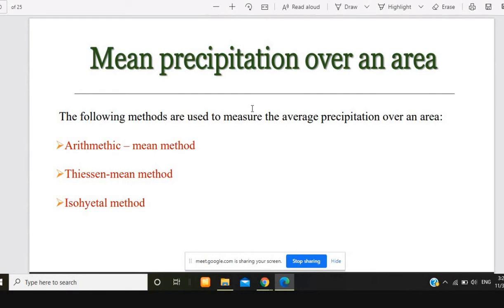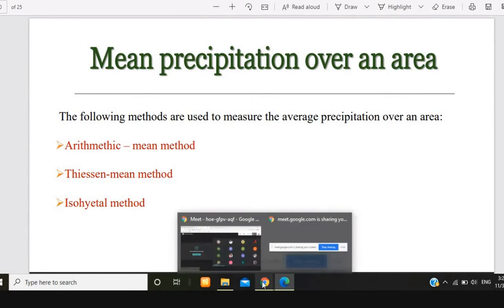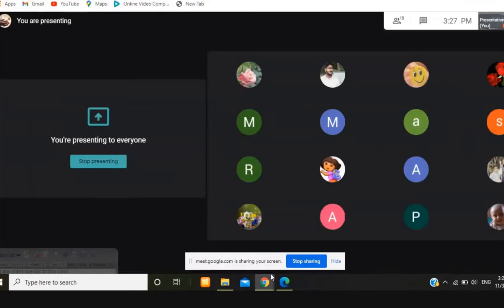So the next section is the mean precipitation over an area. If we have many rain gauges, how do we find the mean precipitation of that area? For that we mainly have 3 methods: arithmetic mean method, Thiessen mean method and isohyetal method. In that, the arithmetic mean method is the simplest but least accurate, whereas the Thiessen mean method or Thiessen polygon method is somewhat better, and the isohyetal method is the most accurate method.